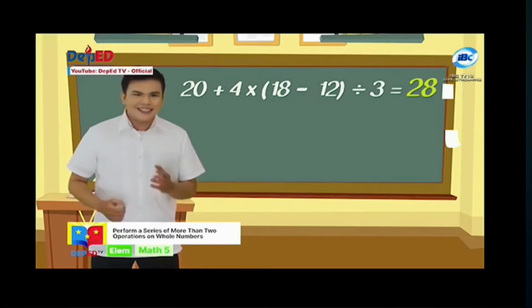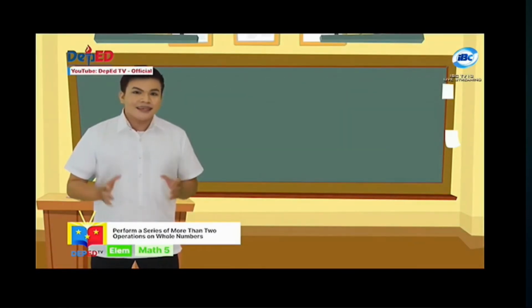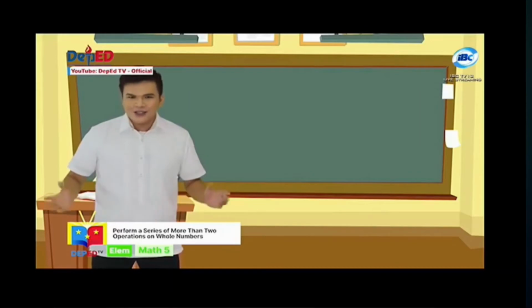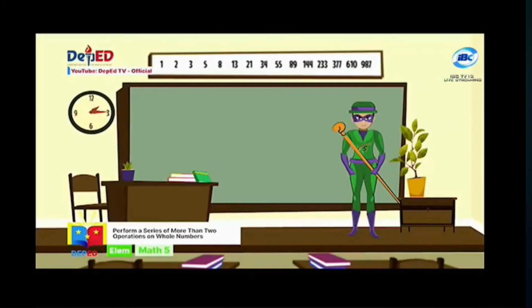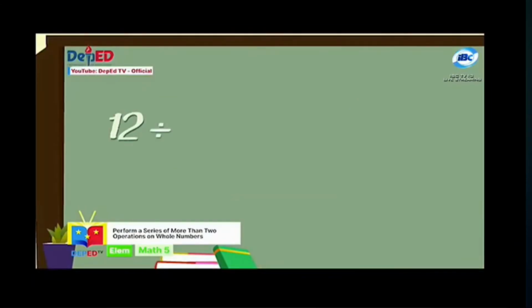Math heroes, let's check if you are listening well. Let's have a drill with Super Driller. It's me, the amazing Super Driller. Prepare your pens and papers and solve this drill. You have 30 seconds to answer. 12 divided by (4 times 3) plus 7 minus 5. Your super time starts now.